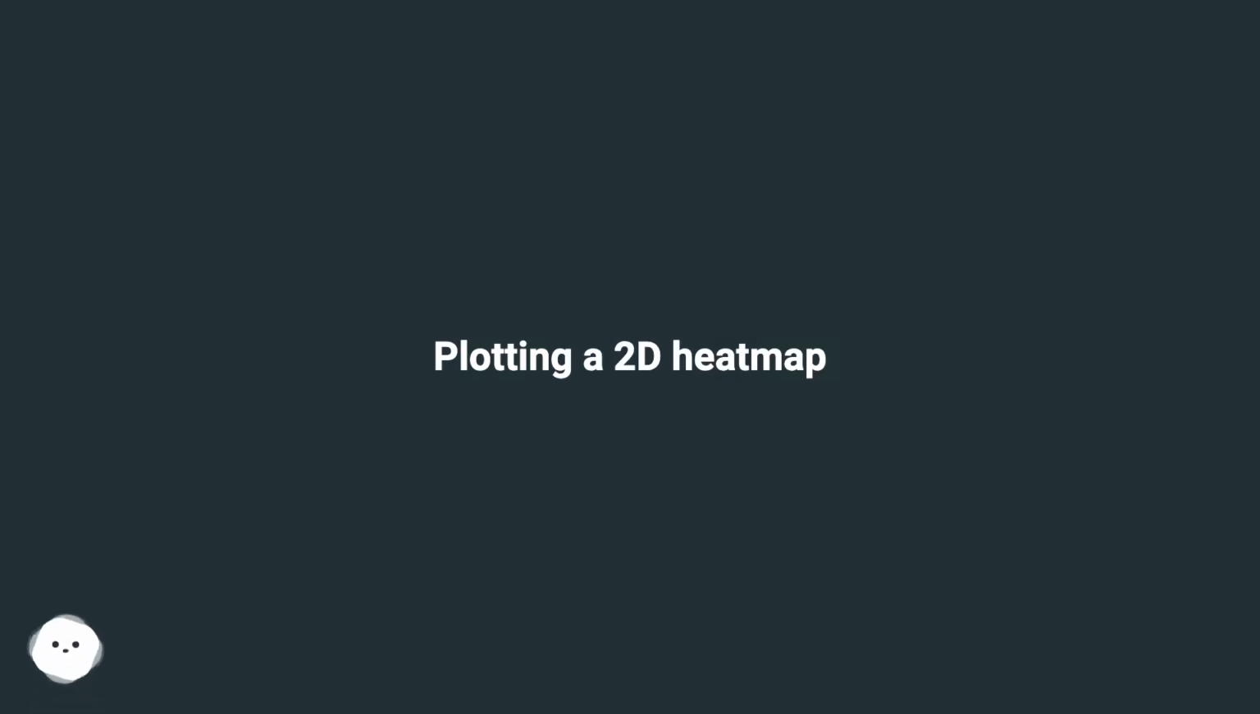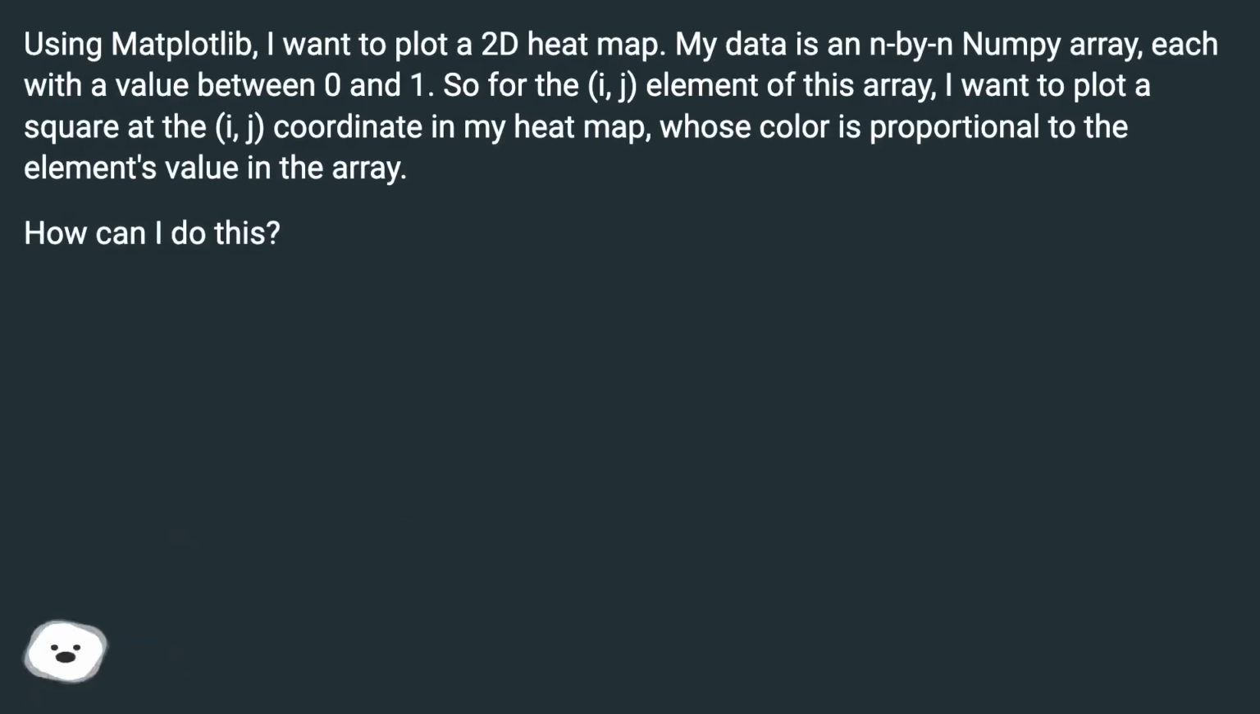Plotting a 2D heat map. Using matplotlib, I want to plot a 2D heat map. My data is an n by n numpy array, each with a value between 0 and 1. So for the i, j element of this array, I want to plot a square at the i, j coordinate in my heat map, whose color is proportional to the element's value in the array. How can I do this?